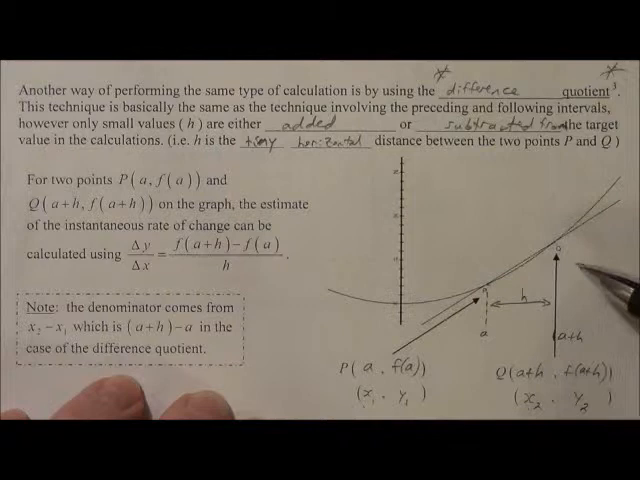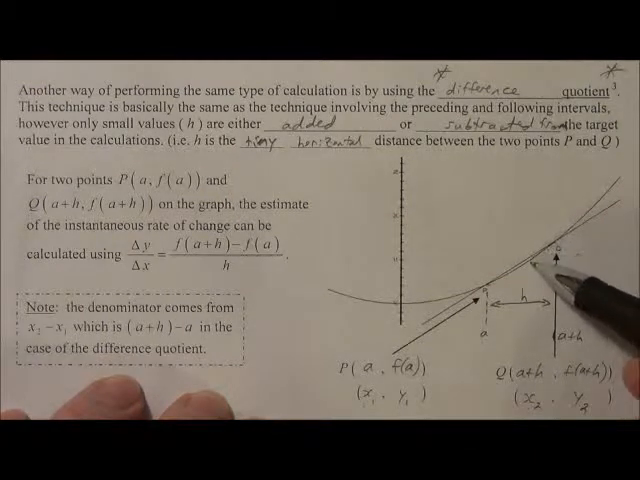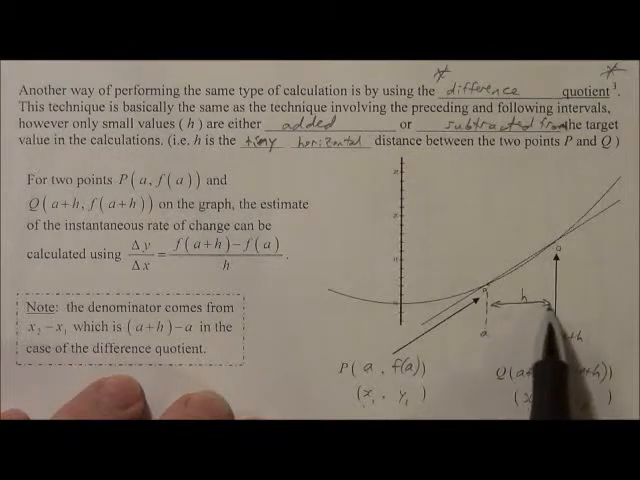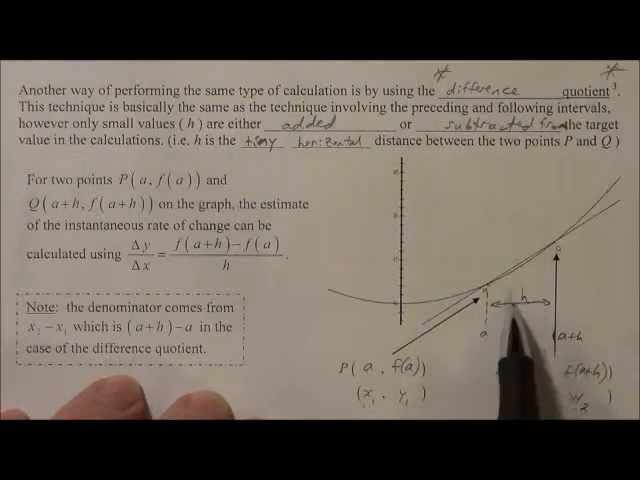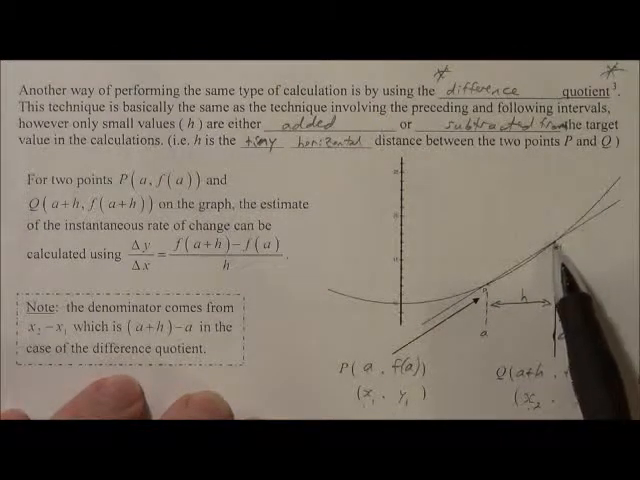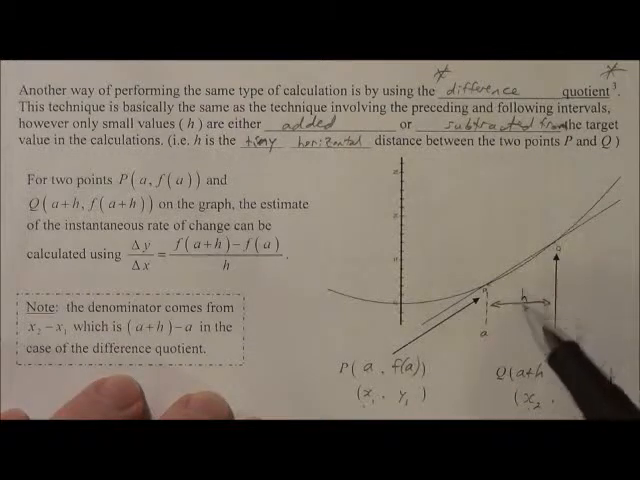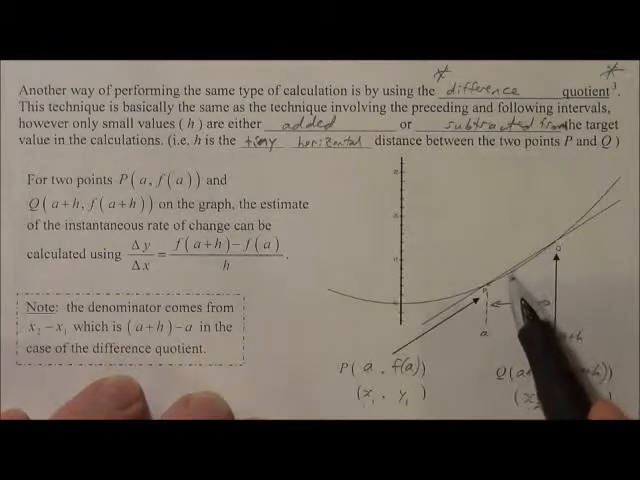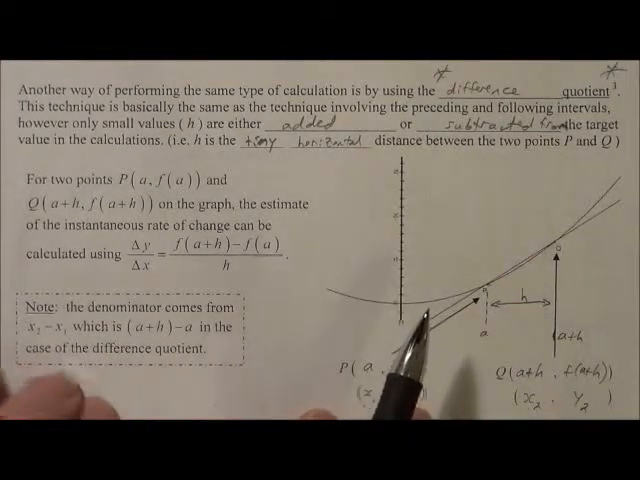And of course, as point Q gets closer along the curve towards point A, the horizontal distance between point A and point A plus h gets smaller and smaller as h gets smaller and smaller. Okay? But obviously as this distance between the 2 points gets smaller, this point Q rides down along the curve towards P. Okay?